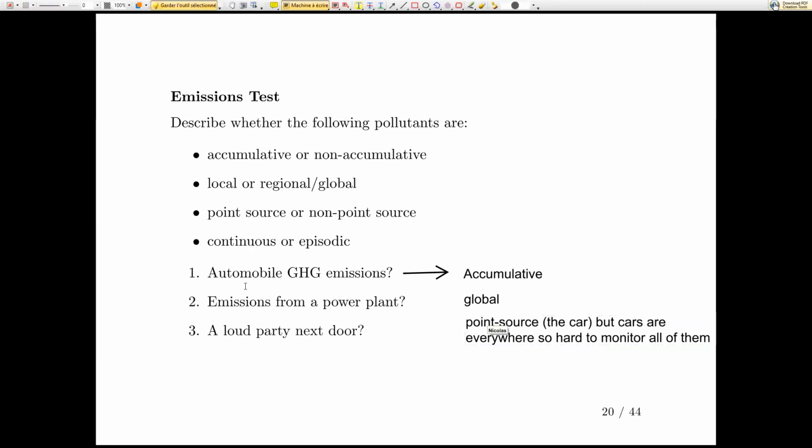So if I were to ask you this kind of question, of course, we do our best to classify things, to make up our minds about stuff, but of course it's open to interpretation, and what you have to do is argue your case for whatever you answer. And then continuous or episodic? Yeah, continuous.